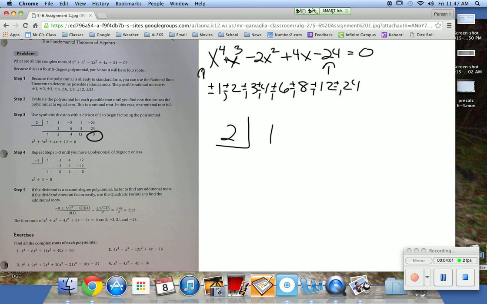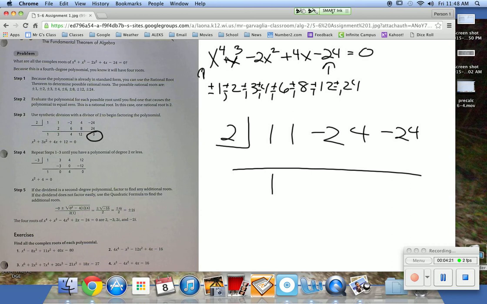We would have gone to negative 1 next. Then I would have gone to plus 2. And all we're trying to do is find one of the factors that ends with 0. Yep, doesn't work. 1 is not a factor.